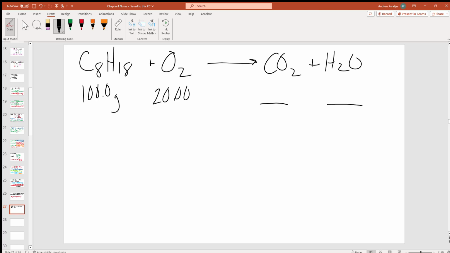So first thing you want to do is balance the equation. So take a few minutes, pause the video, and go through and balance this equation. This one's a little bit more complicated than some of the ones we've done previously. So hopefully you've got this equation balanced to 2, 25, 16, and 18.